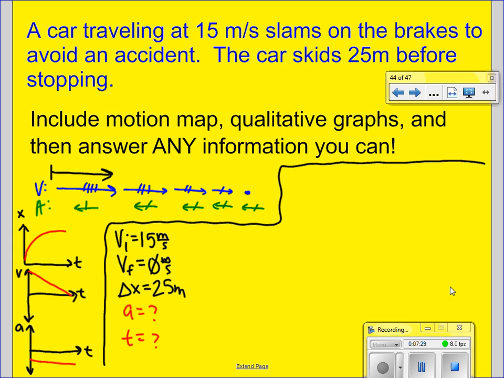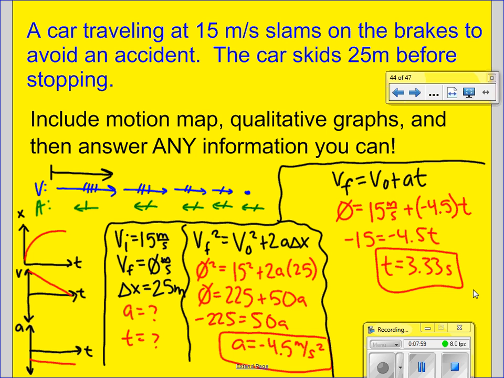Finally, you'll see in the boxed area is the information that I know. I know the car is traveling at 15 meters per second initially. Its final must be 0 since it is stopping. And it went 25 meters in that stopping process. Two things that I can solve for are acceleration and time. I'm going to go ahead and pause the video again and allow you to try to figure out which kinematic equations to use, and then hit play to reveal the answers.